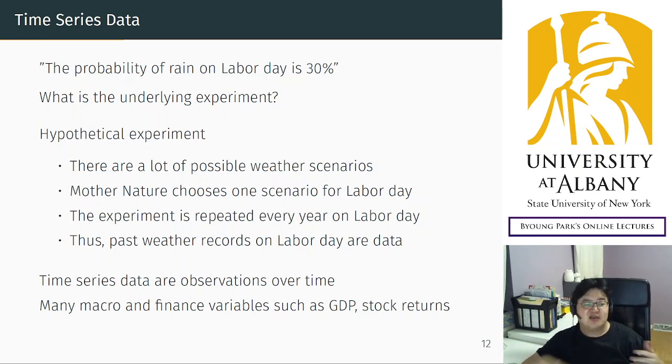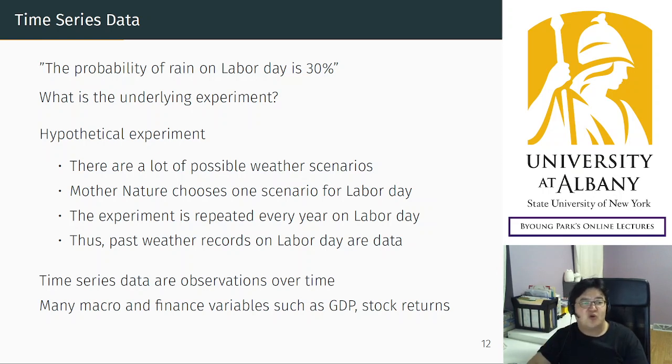So the weather records on Labor Day are the data. If you take this as your random experiment, it's a little bit absurd. It's like, if you have a time machine, then you can go to Labor Day and check the weather and come back and go to Labor Day again, back and forth. If you can do that, that would be the random experiment, but that's even more absurd.